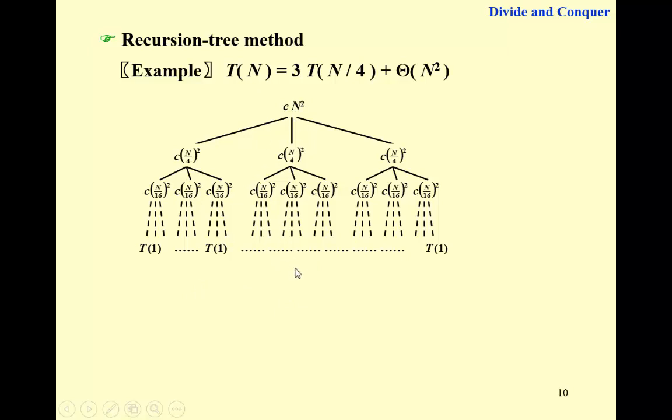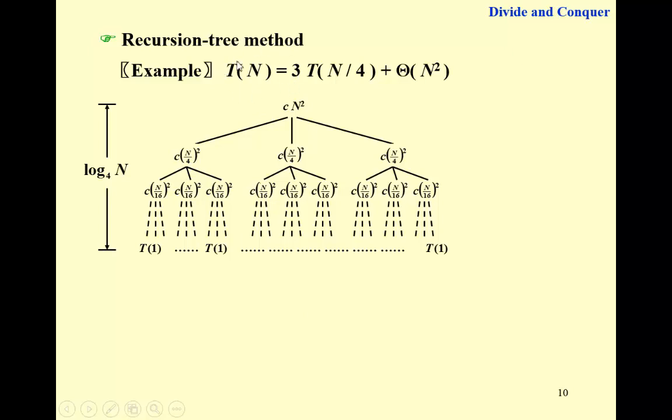Now think about it. How do we get from n to 1? We start from n and then divide n by 4, n by 4, n by 4. So we keep dividing n by 4 until we get 1, right? How many times do we divide n by 4 in order to get 1? So the height is log n with base 4, because every time we divide it by 4.